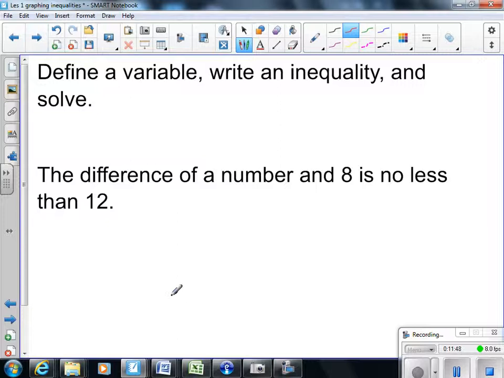Okay, let's try one more. You're going to define a variable, write an inequality, and solve for this statement. The difference of a number and 8 is no less than 12. Okay, give us a try. When you think you have it, raise your hand. I'll come check you.